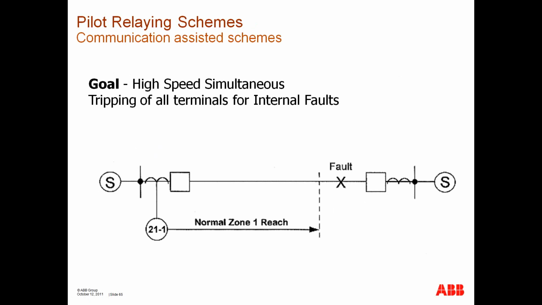Communication-assisted schemes. The goal of communication-assisted schemes is high-speed simultaneous tripping for all terminals. You have a normal reach, you have zone 1, and if the fault is outside, you would have to wait for zone 2 time. But in reality, what you would like is for both breakers to be operating simultaneously.